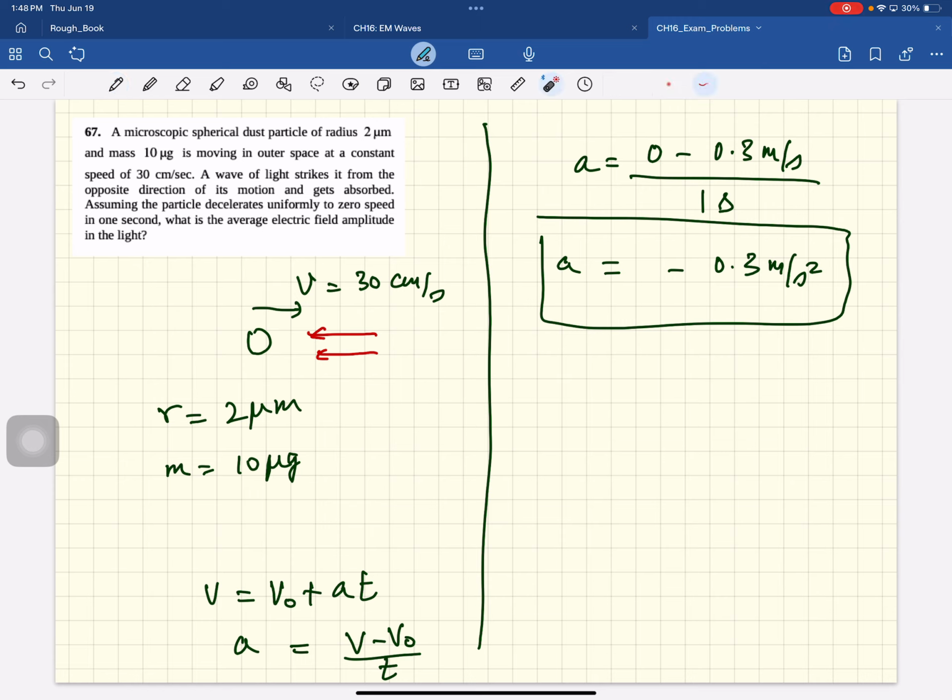Okay. All right, so what is the force you need to apply on the object? Mass times acceleration. And that's equal to 10 micrograms. Micro is 10 to the minus 6, and a gram is 10 to the minus 3 kgs. So that's 10 to the minus 9 kgs. And then acceleration is 0.3 meters per second squared.